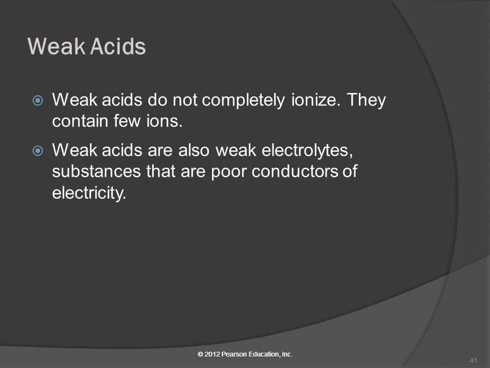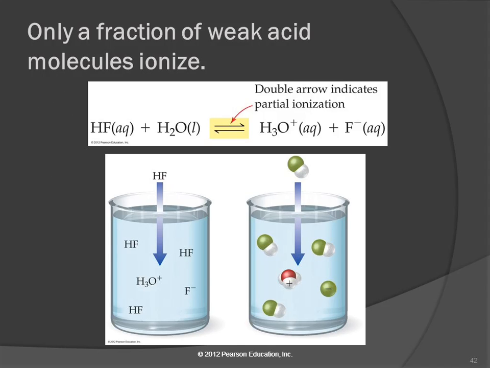Weak acids do not completely ionize, so they contain few ions. They do contain some ions, but only a few. So they are what are considered weak electrolytes. They conduct electricity, but they don't do it very well. So weak acid, weak electrolyte.